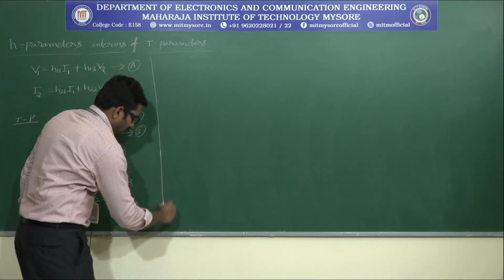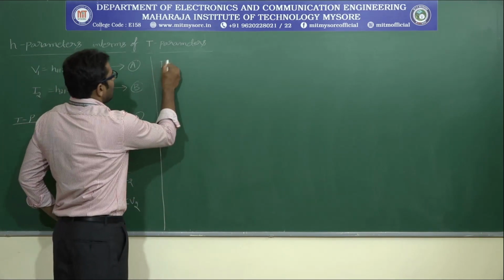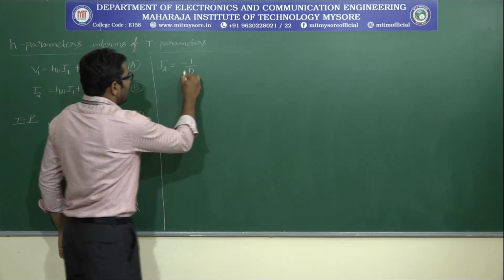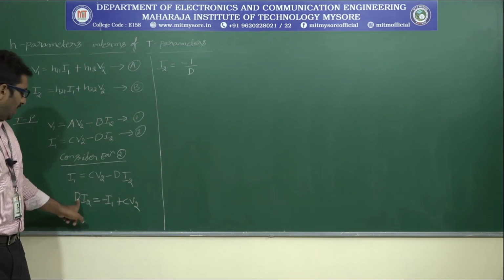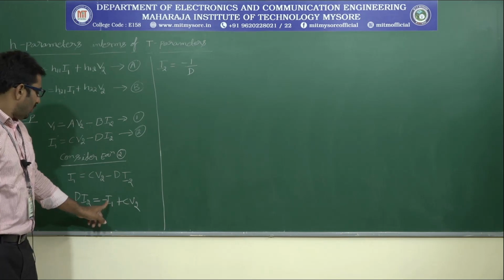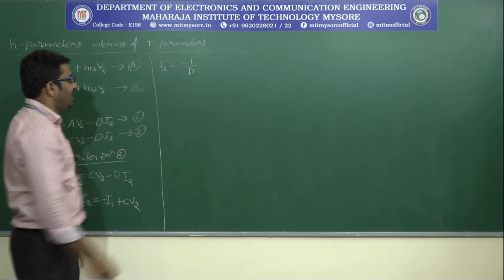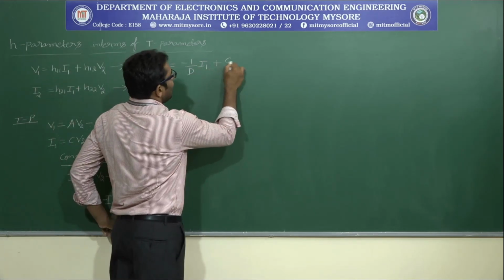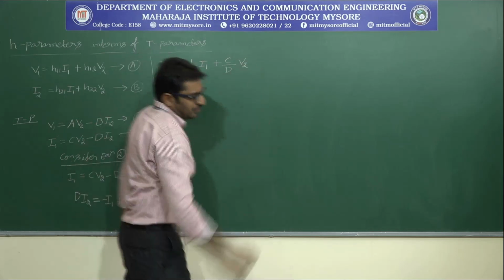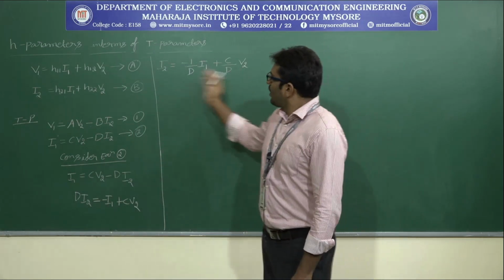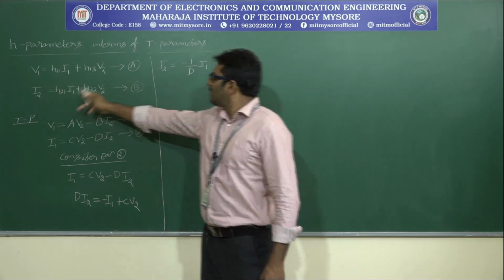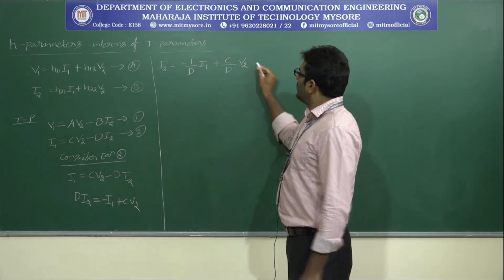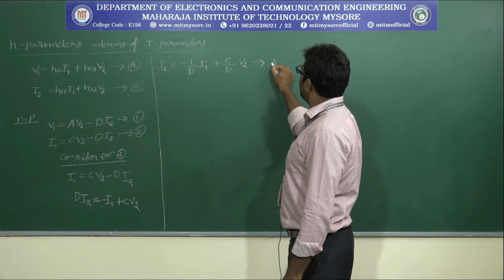Next, I2 is equal to, you can shift D to the right side, minus 1 divided by D into I1 plus C by D V2. Just compare with equation B. Yes, the dependent variable is I2, I1 is the next variable, V2. Let me call it equation number 3.